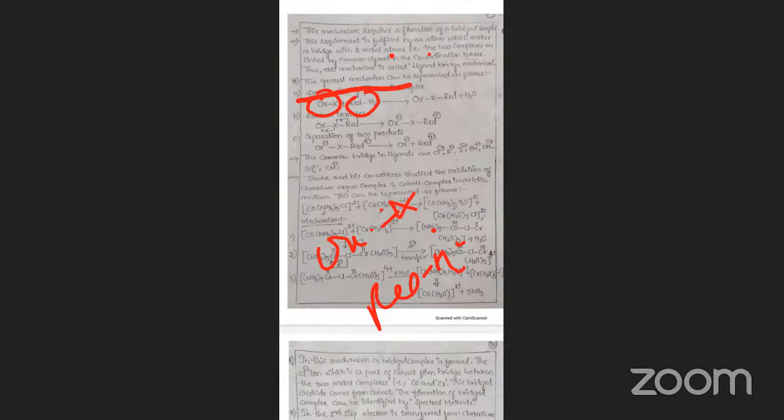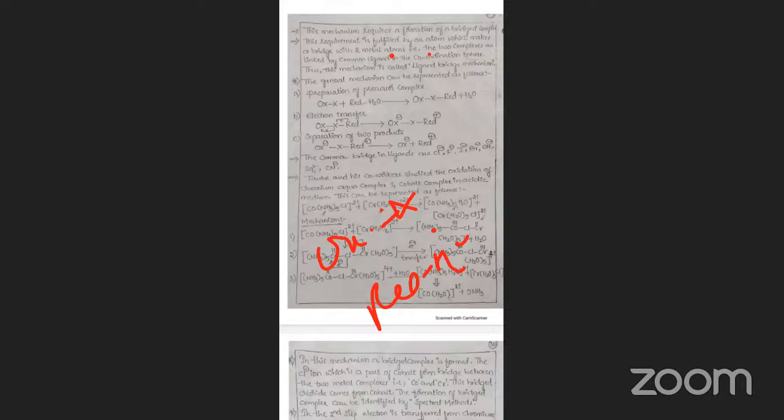Then the precursor complex is formed. The oxidized complex connects the X. X is acting as a bridge. X is acting as a what? Bridged ligand. This X is the connector. OX means oxidized complex, RED means reduced complex, and there is loss of one water molecule. You can observe this clearly in this reaction.